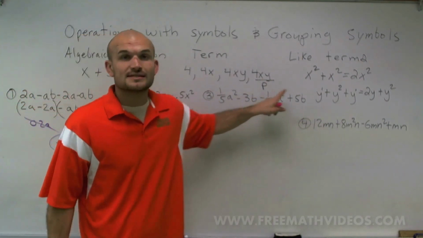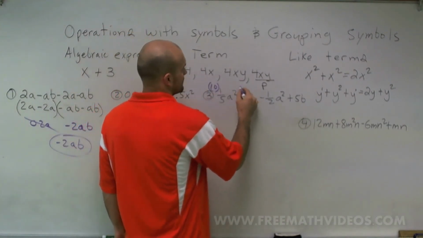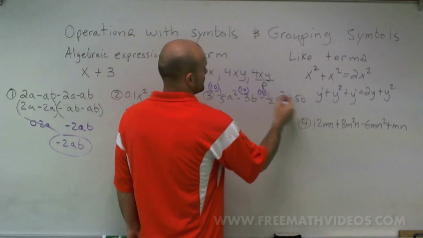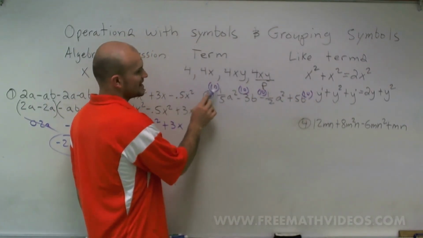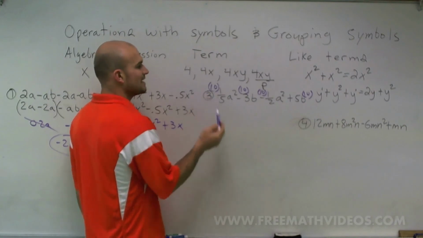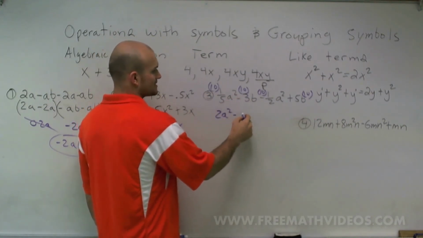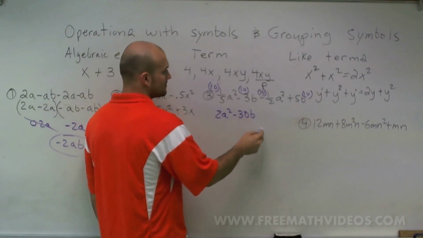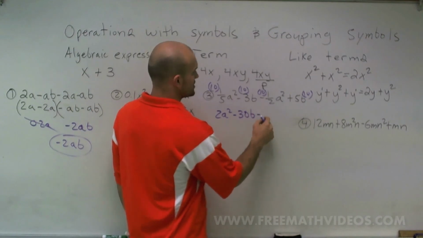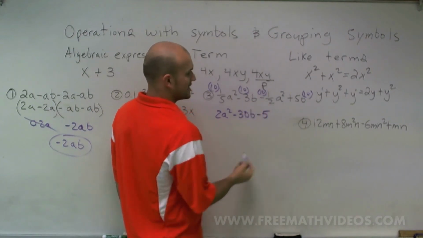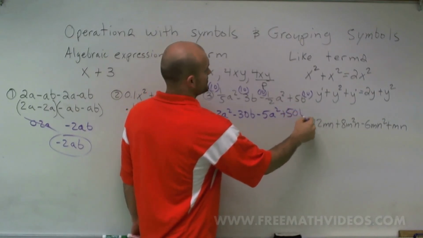Here, I told you the least common multiple is 10, so let's multiply everything times 10. And so I'm going to multiply my numeric coefficients. 10 times 1/5 is the same thing as 10 divided by 5, which is 2a squared. 10 times negative 3 is going to be negative 30b. 10 times 1/2 is the same thing as 10 divided by 2, which ends up being a negative 5. I'm sorry, there's a negative and a squared. And 10 times 5 is a positive 50b.